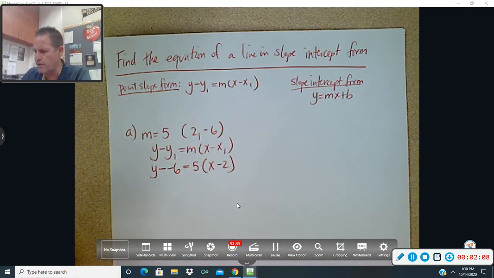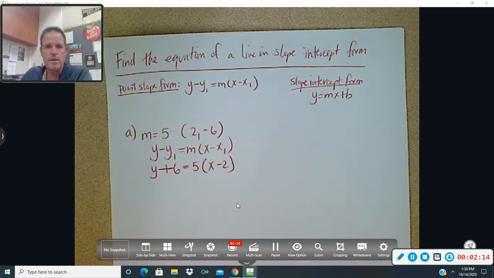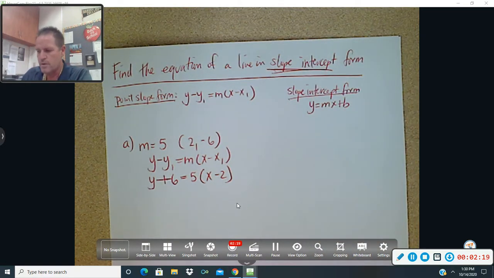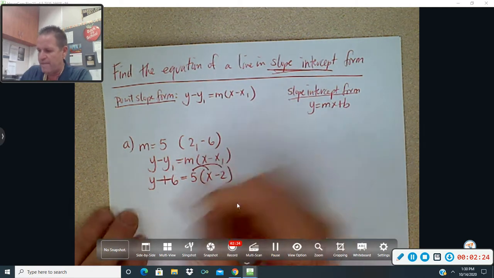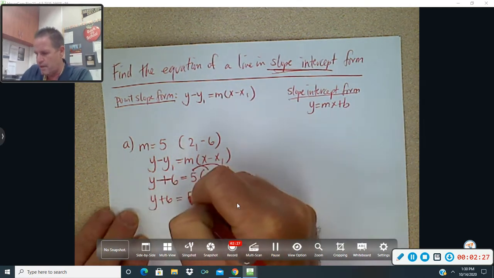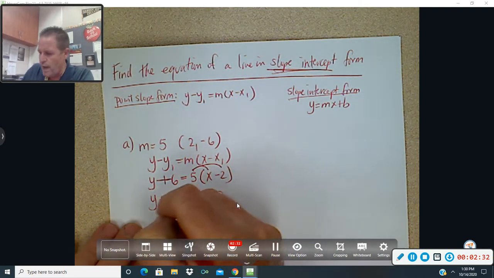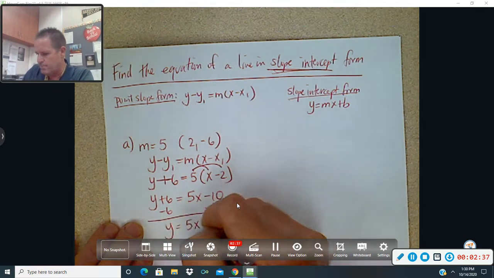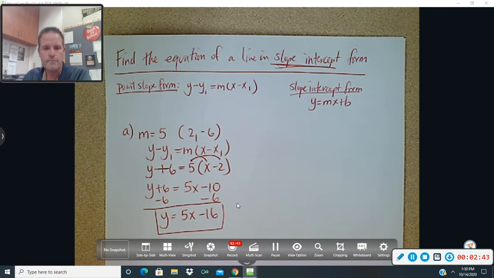Alright, so we have that. Good. But let's clean it up. Minus minus here turns to plus. Now again, we're trying to get the equation of a line in slope-intercept form. So that means we need y by itself. In order to do that, you want to distribute your 5. So you're going to have y plus 6 equals 5x minus 10. And then you can finish and solve for y by subtracting 6 from each side, and you'll have it. Y equals 5x minus 16. And that is going to be your answer. Okay, you're in slope-intercept form.